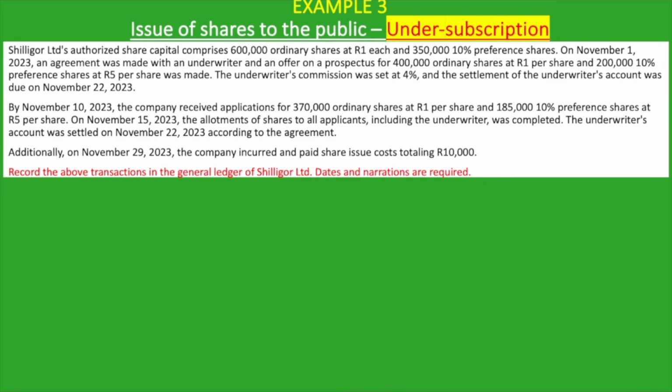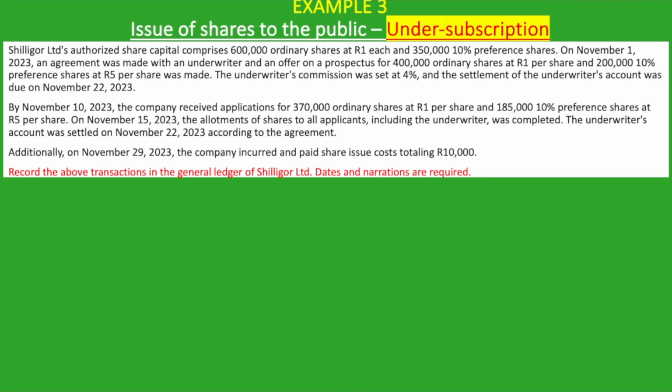So you can clearly see this is an undersubscription of the shares. We wanted the public to buy up the 400,000 ordinary shares, but they only bought 370,000. And for preference shares, we wanted them to take up 200,000 and they only took up 185,000. So here we have a case of an undersubscription. But remember, we have an underwriter here who's going to ensure that all the shares are taken up.